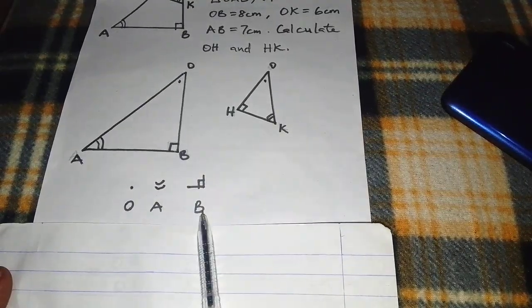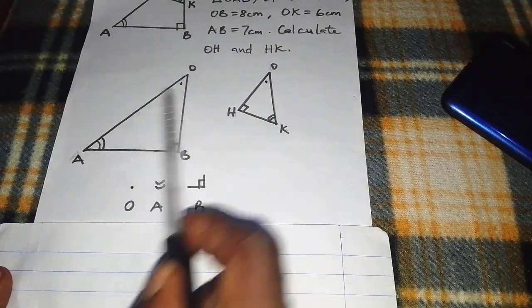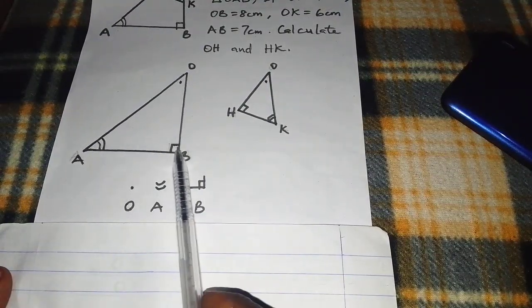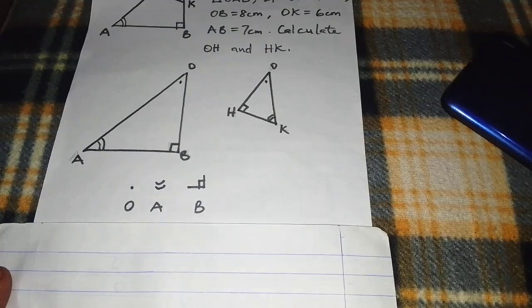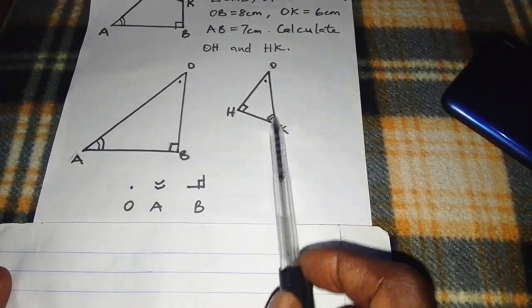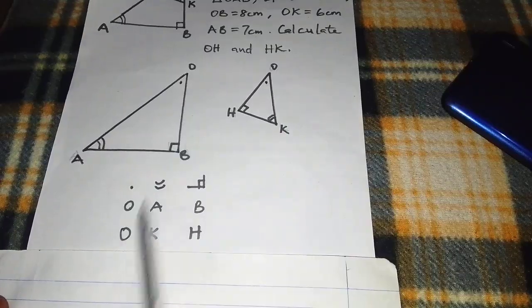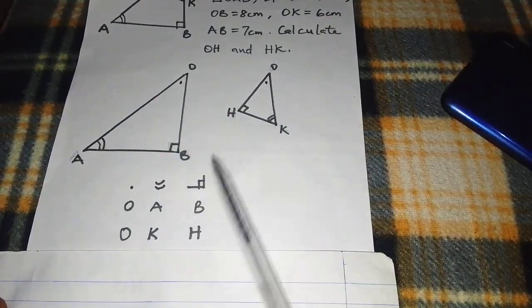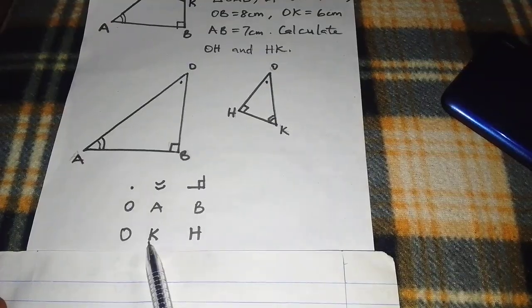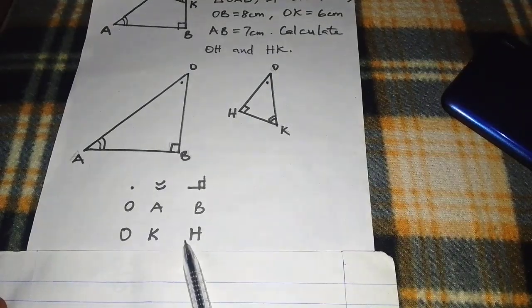So OAB. So that means O is what? Dot. The two curves is for A, and this one is what? A right angle. So I'm going to arrange the angles here also like that. So my dot here is what? O. Then we have two curves. Two curves here is what? K. And the right angle is H.